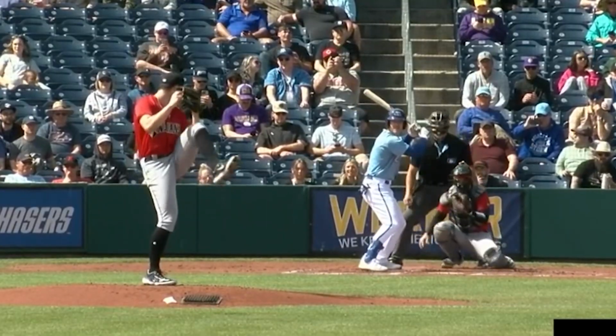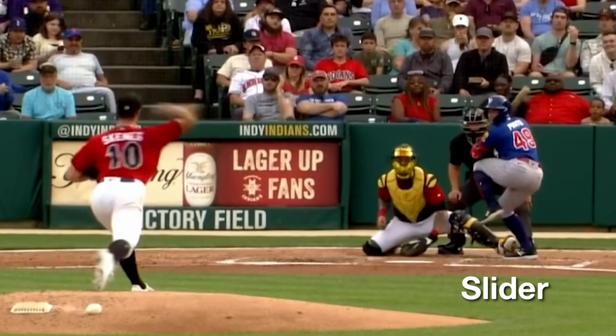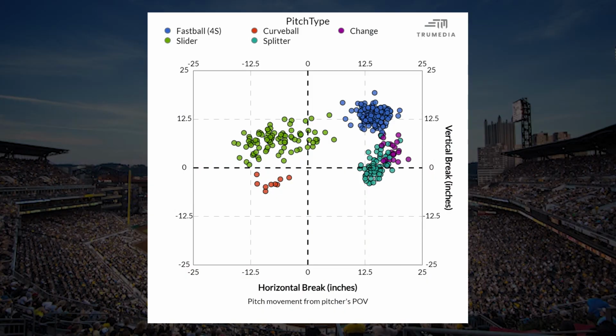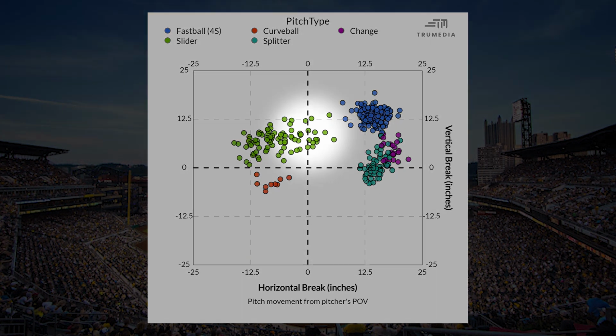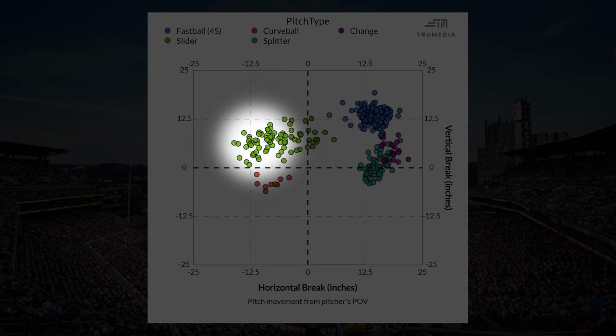His slider is also pretty great. It's 87 miles per hour with 8 inches of vertical break and 6 to 7 inches of sweep on average. But as you can see on a pitch plot, there's a pretty good amount of variation in this offering that takes it anywhere from 90 miles per hour with no horizontal to 85 miles per hour with 14 inches of horizontal.